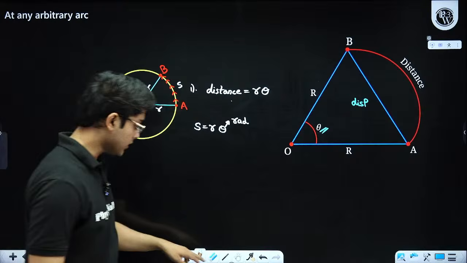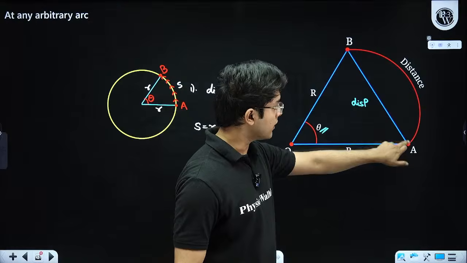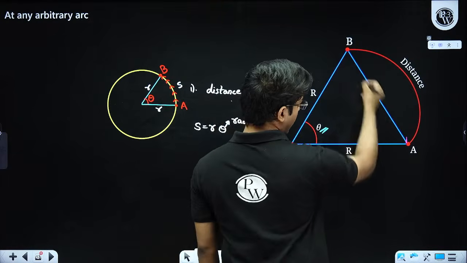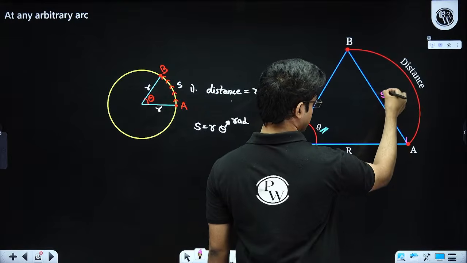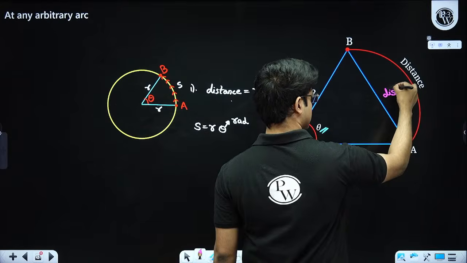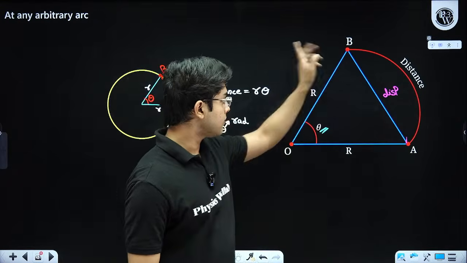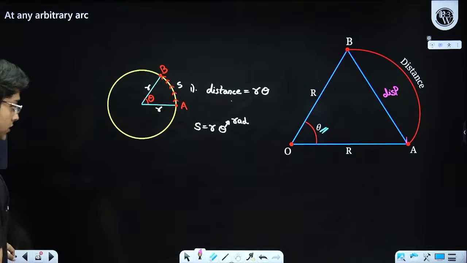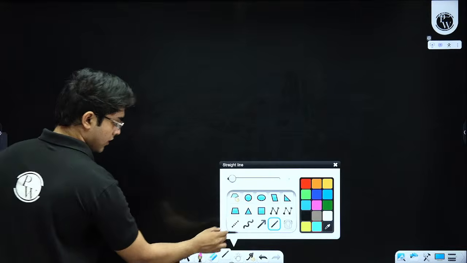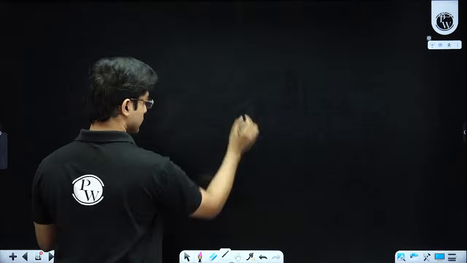For displacement, it's always the same. We connect the starting point to the ending point with a straight line. So the length of this blue line is the displacement. Okay, the length of this blue line is the displacement. So how do we find the displacement? So there is a trick to it, and not a trick, but we can use geometry here. So I'll draw a triangle.